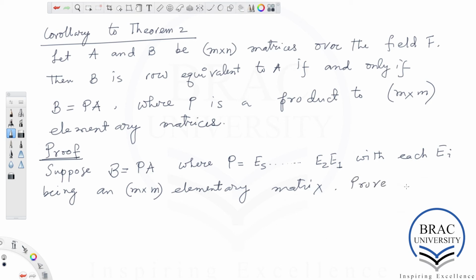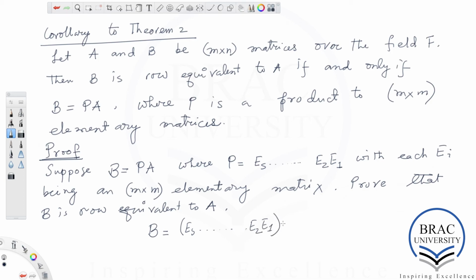Prove that B is row equivalent to A. Straightforward to prove it. You know, one can write B. So I'm just replacing B with this expression. B is equal to ES times all the way to E2 times E1, and that gets multiplied with A. Okay, so how do we get E1 times A? E1 times A is obtained by applying an elementary row operation to A.